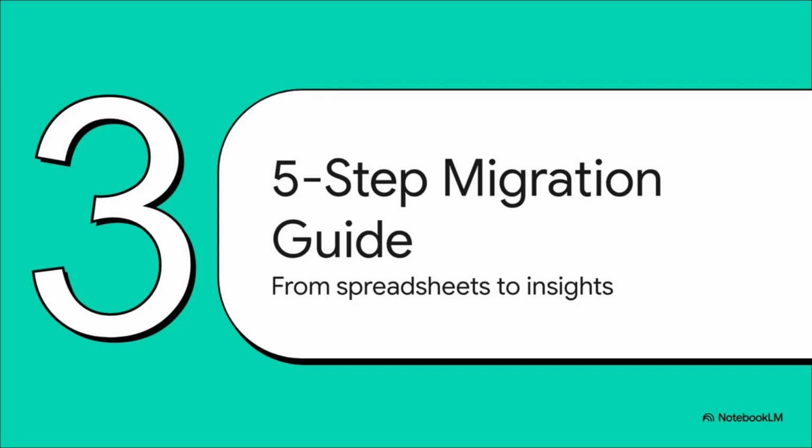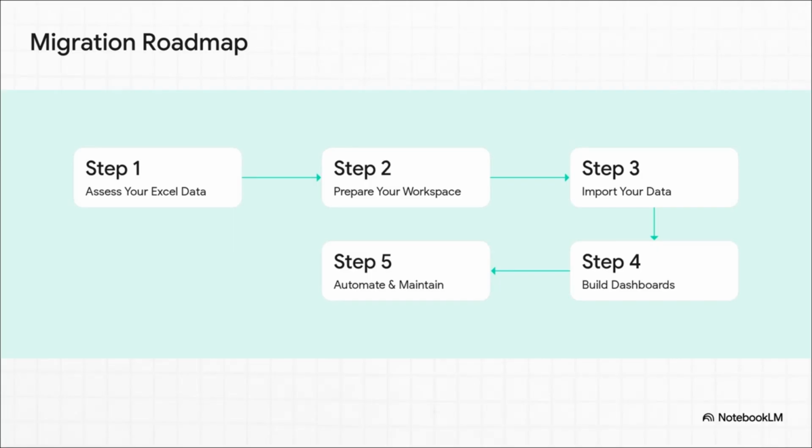Ready to jump in? Here it is, your 5-step guide for a successful migration. Think of it as a clear path from all that spreadsheet chaos to some serious data-driven clarity. So here's our roadmap. First, we're going to assess the data you already have. Second, we'll prep your new workspace. Third, we get your data in there. Fourth, we get to the fun stuff, building those dashboards. And finally, step 5 is all about automating and maintaining. So let's break each one down.